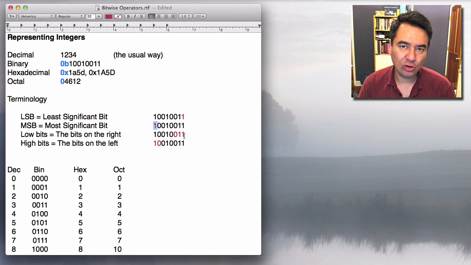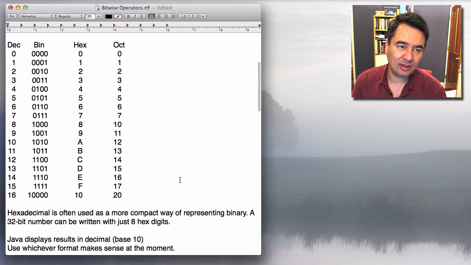When we talk about the low bits of a number, we're talking about the ones that are kind of towards the right-hand side of a number, and the high bits are the ones that are towards the left-hand side of the number. So the high bits are towards the most significant bit, and the low bits are towards the least significant bit.